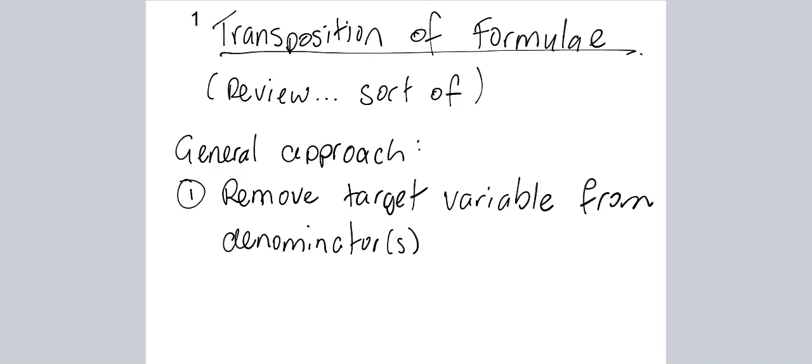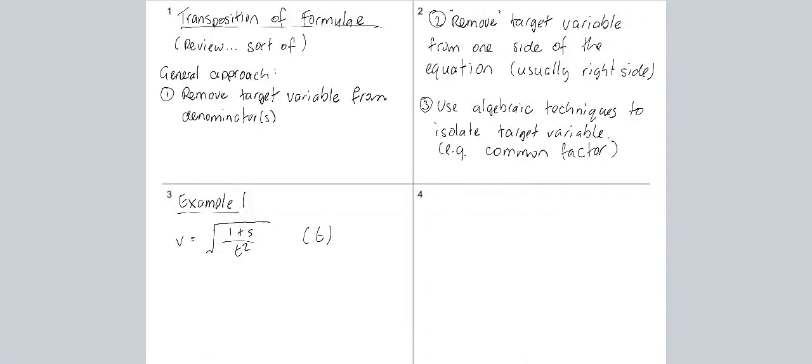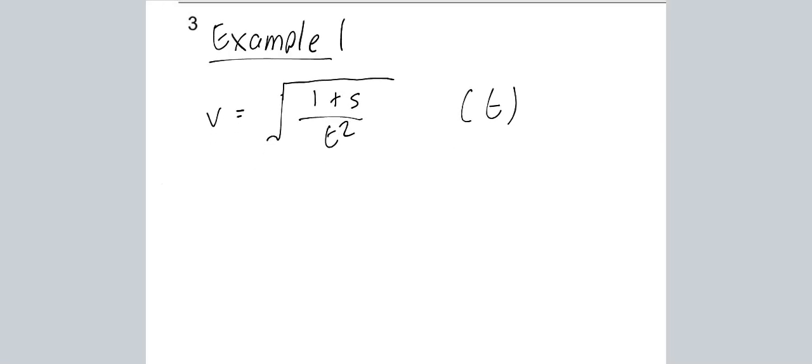It's like when you make a variable the subject of the equation. So, I'll show you the example first so you can see where I'm headed here. Like this, which we'll go through in a second. V equals the square root of 1 plus s on t squared. And you're told to make t the subject of the equation.